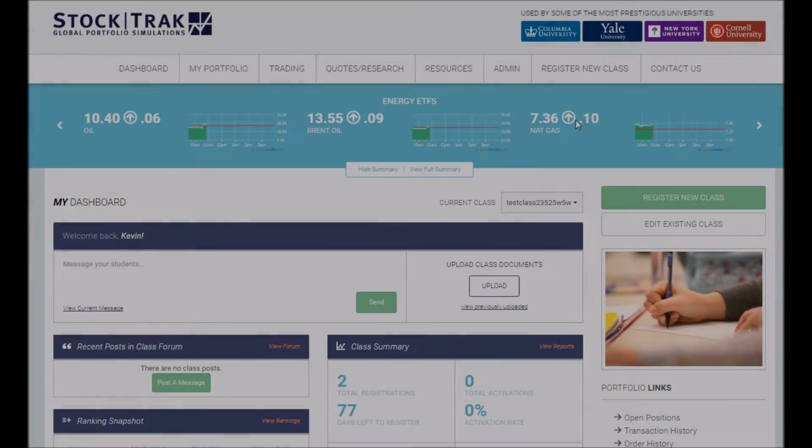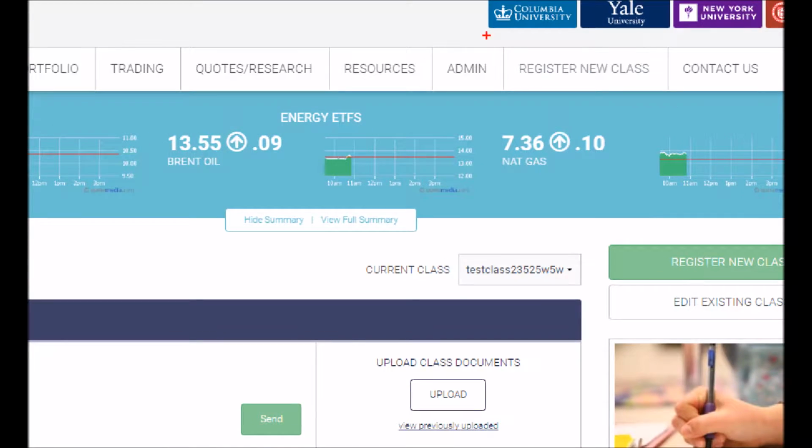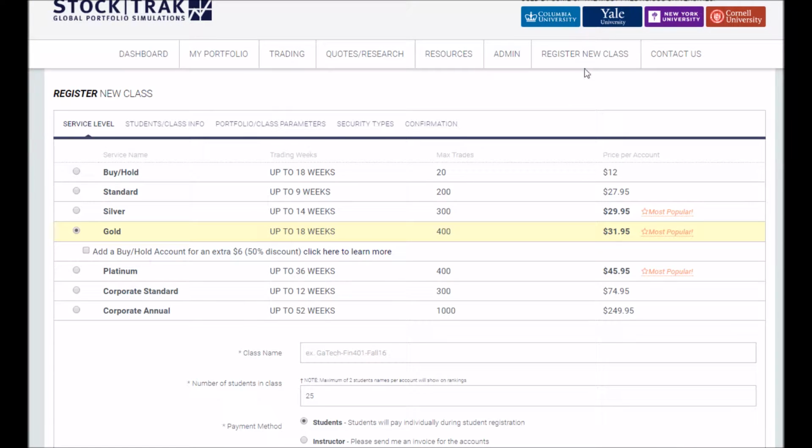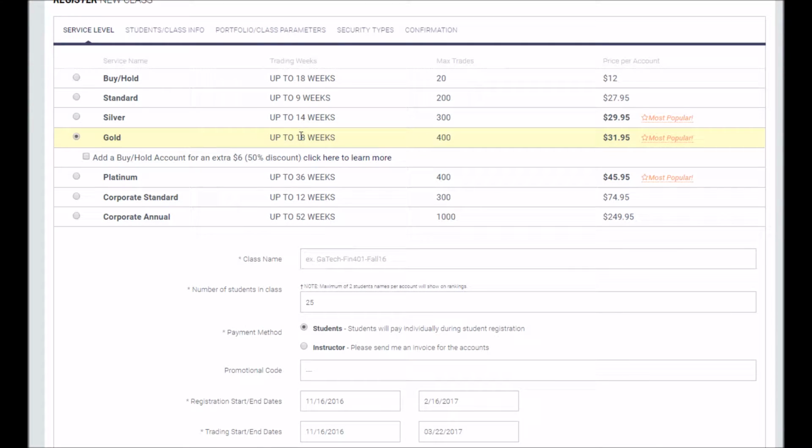Once you're logged into your professor account, you can create your class by clicking Register New Class on the main menu. First, select your service level. This determines the cost of the course, the duration that your students are allowed to trade, and the total number of trades that they are allowed to make. You can also add a buy and hold portfolio to each of your student accounts for $6.